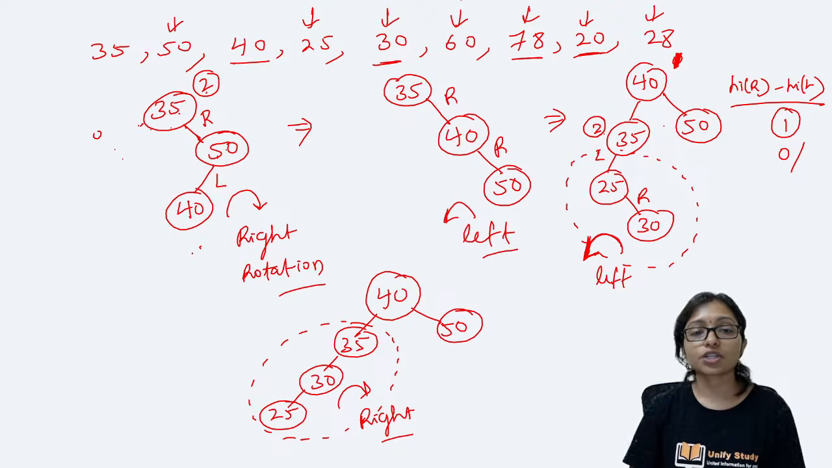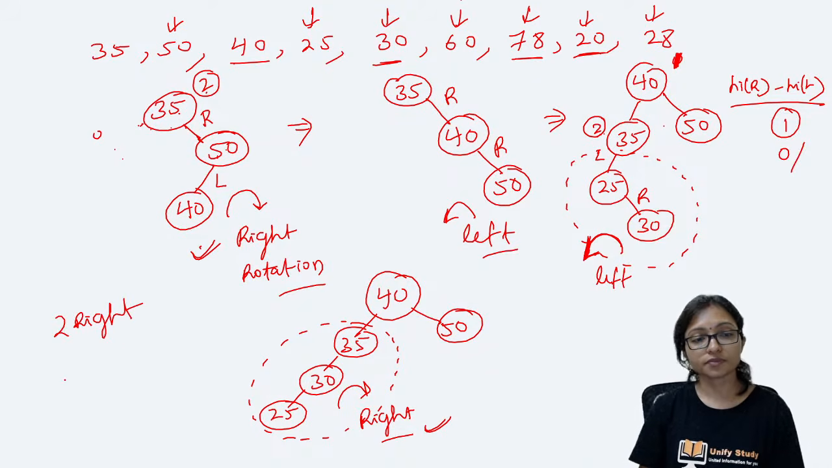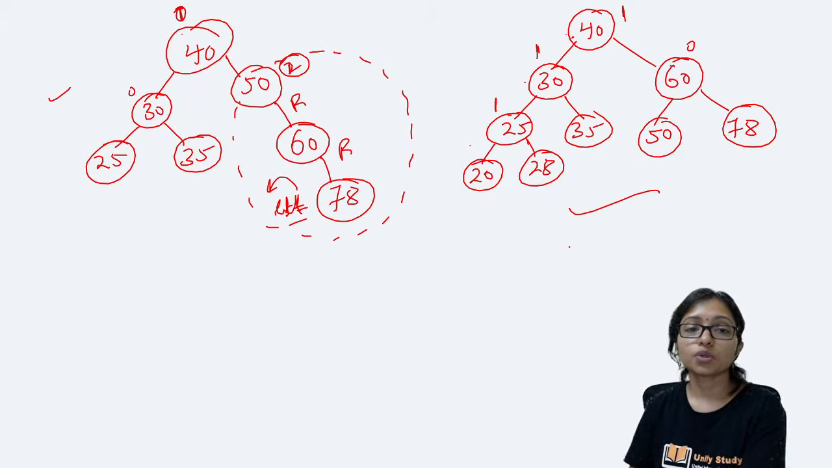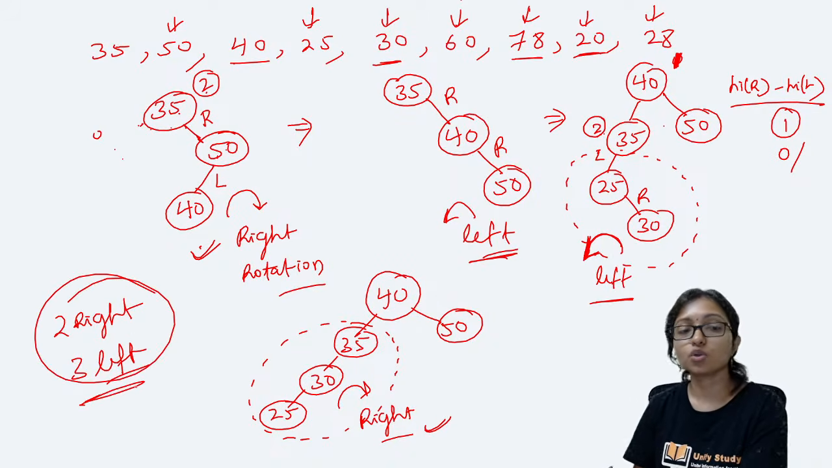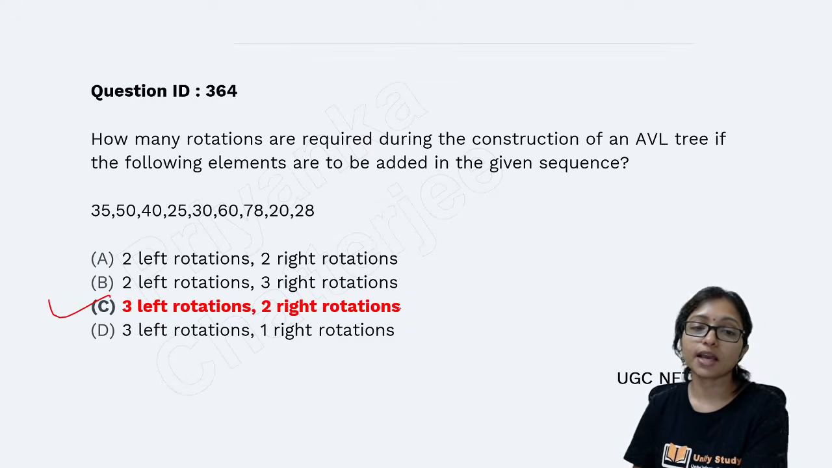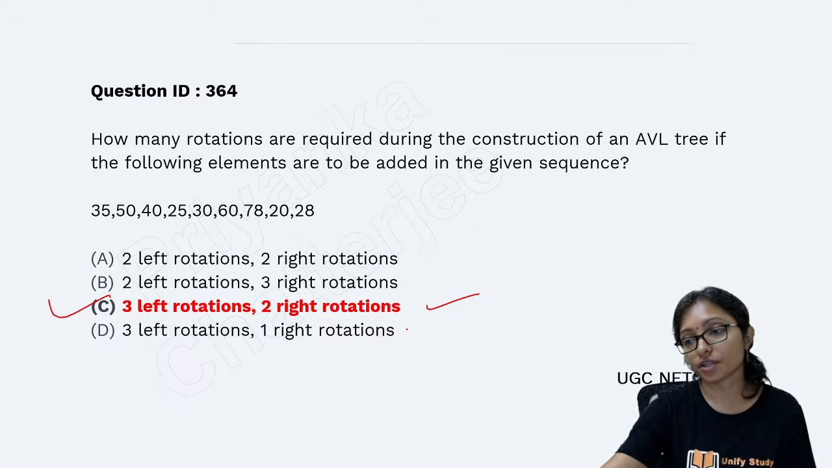Here right rotation 1 time, 2 times. 2 right rotations we did. And left rotation 1, 2, 3 left rotations we did. So 2 right and 3 left rotations we did. That's why the answer will be 3 left and 2 right rotations.